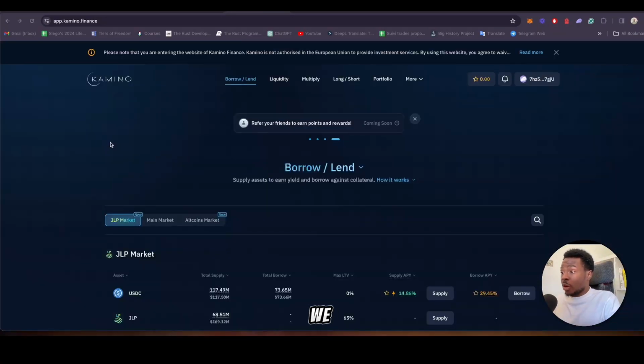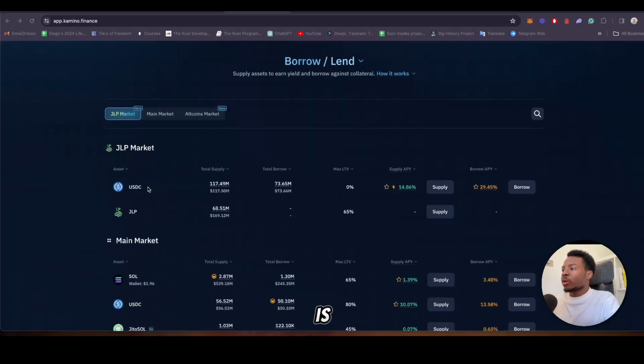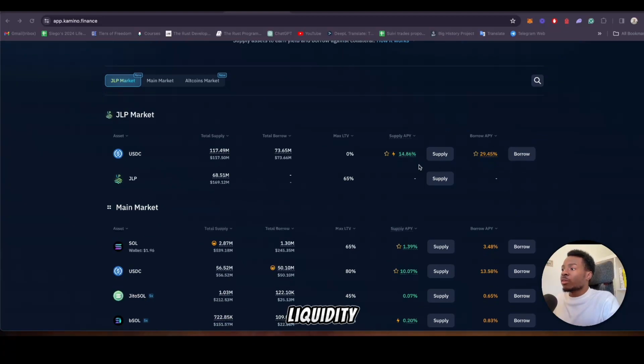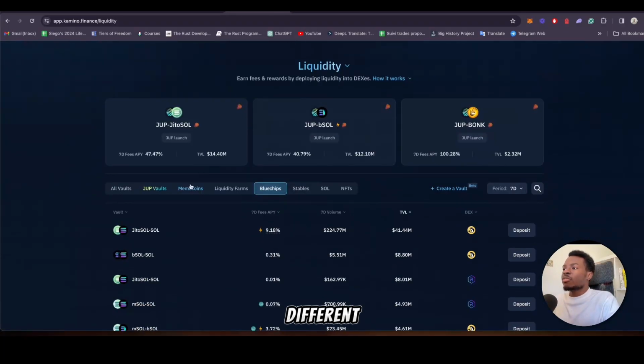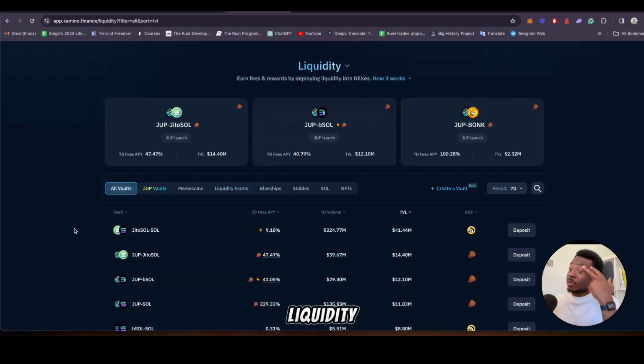The first protocol we are going to explore today is called Kamino. And basically Kamino is a borrowing and lending protocol on the Solana ecosystem. So basically what you can do here is you can supply some liquidity and then borrow against that liquidity. For example, if we click on the liquidity tab here on Kamino, you can see the different pools that you can supply your liquidity to, and then earn from that liquidity.